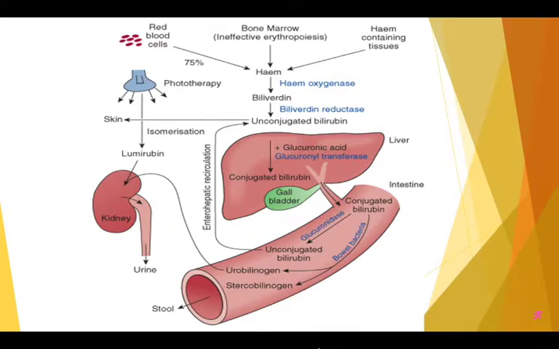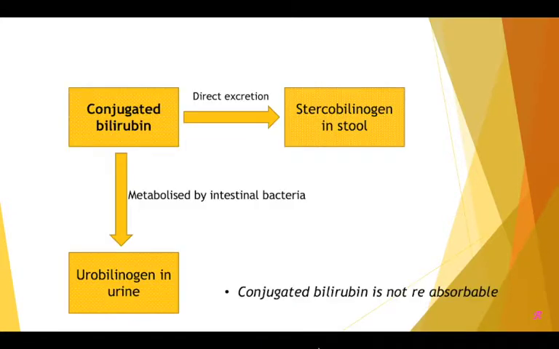The third one is that conjugated bilirubin is directly excreted through feces as stercobilinogen. These three things are clearly represented in this picture. One, it is converted into unconjugated bilirubin. Second, it is converted into urobilinogen. Third, its direct excretion through feces as stercobilinogen.